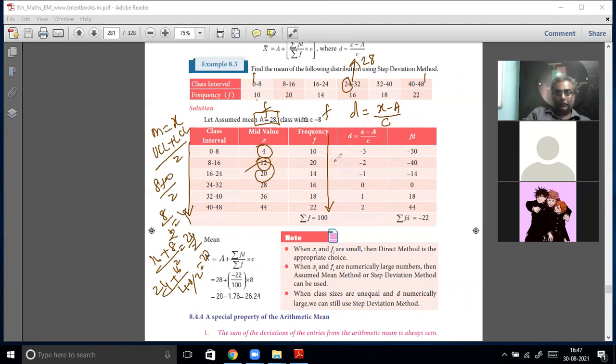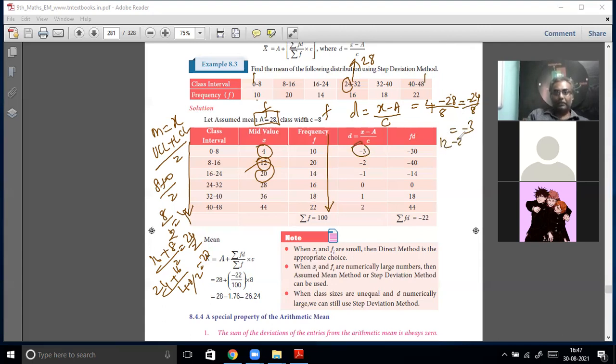So what you have to do? X is 4. A is 28 by 8. How much is 4 minus 28? Minus 24. Very good. Minus 24 by 8, that is equal to minus 3. That's minus 3, put here. You see how easy the calculation becomes.